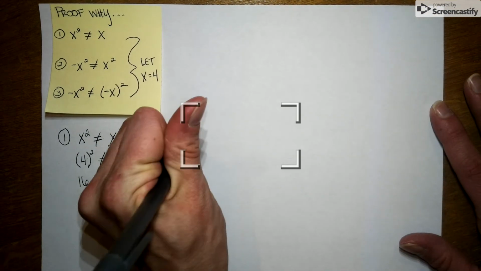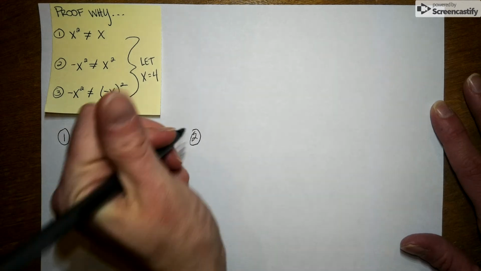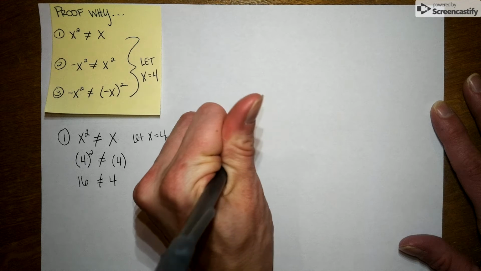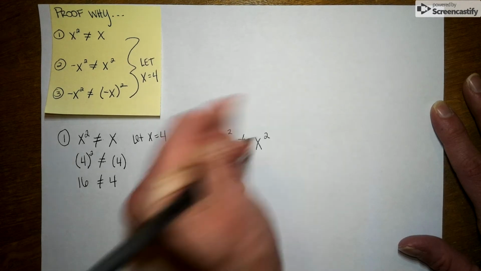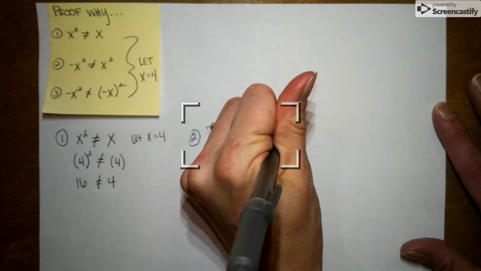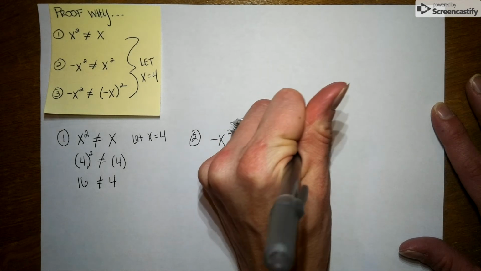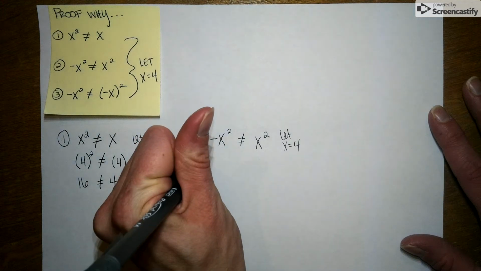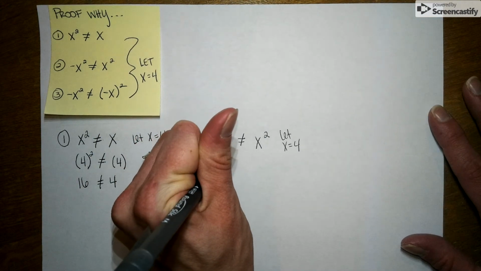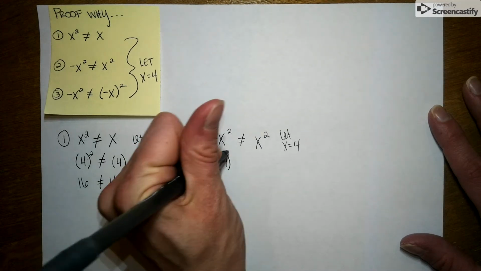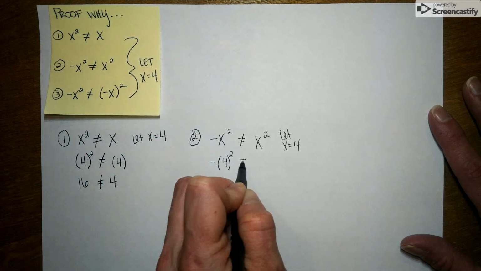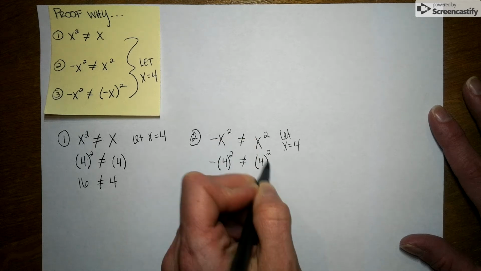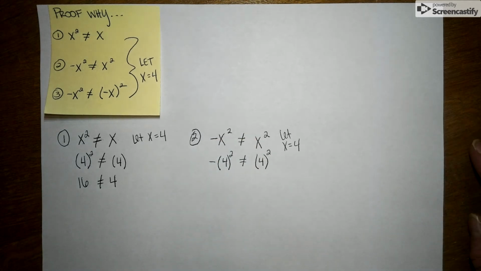Let's look at number 2. Number 2 says negative x squared is not equal to positive x squared. Again, we are going to let x equal 4. So to replace this x, I'm going to copy the negative or the opposite sign. I'm going to put 4 in parentheses and square it. Remember, this is not going to be equal to what 4 in parentheses squared equals.